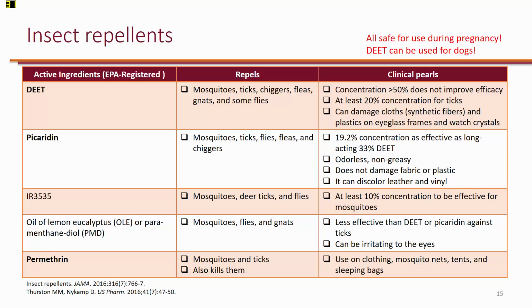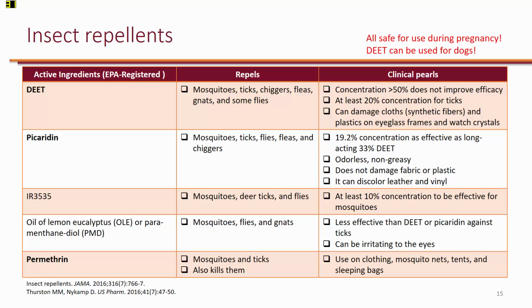The third item is to give instructions to spray the product in the palm of the hand and then apply it to the face. The importance of not applying repellents to skin beneath clothing, so only apply to naked skin, because if you apply it to the skin under clothing, it can cause irritation.